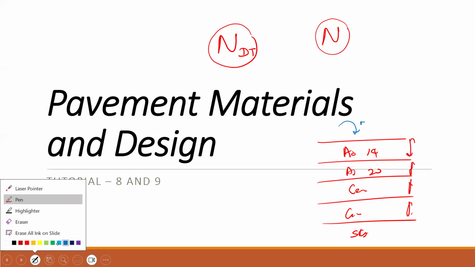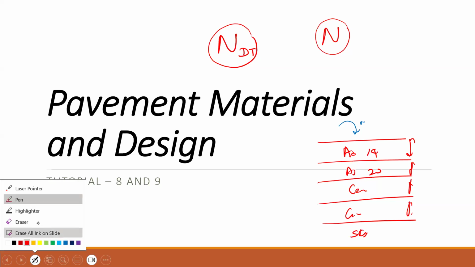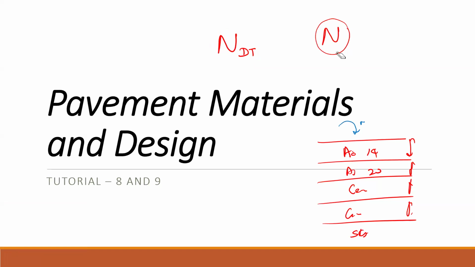Do you know where the critical points are in this flexible pavement? Before that, if you compare the NDT with the N, or the design traffic with the allowable traffic, which one needs to be higher? Allowable needs to be higher, isn't it? Design traffic is our expected traffic. Pavement should allow more than the design traffic. So this should be more.